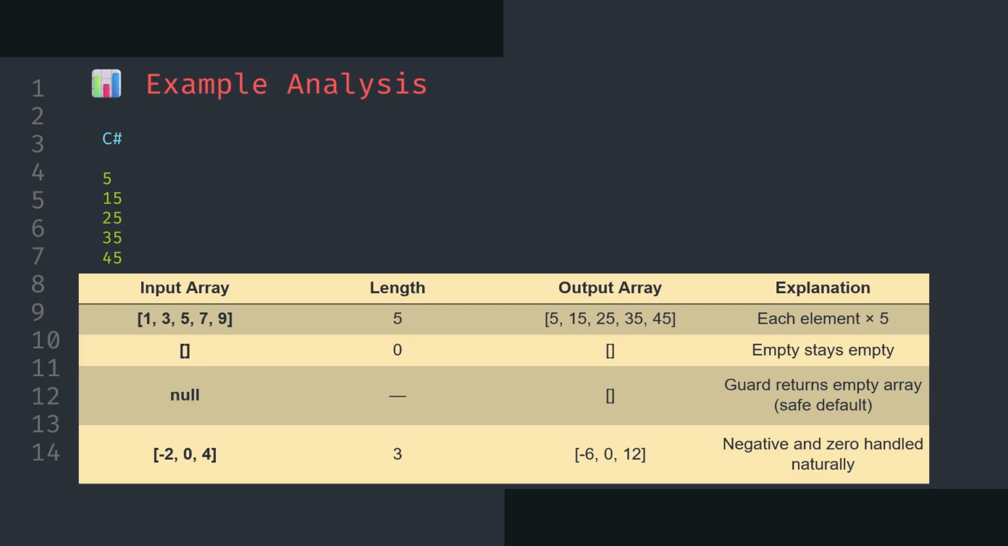The table walks through common examples. Note that the function treats null as a safe empty result. If you prefer an exception, that's easy to change. Negative numbers and zeros behave as you'd expect because multiplication is linear. Nothing special required.